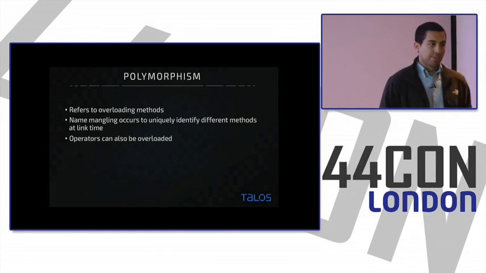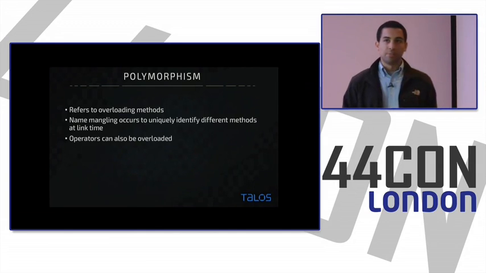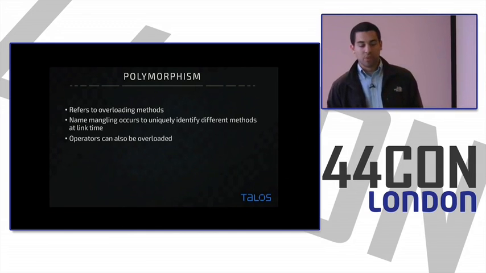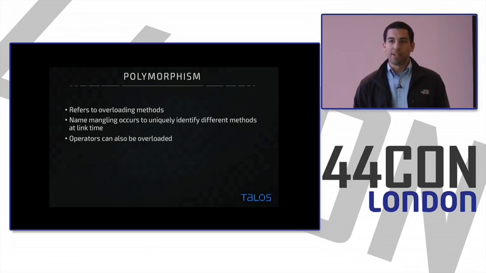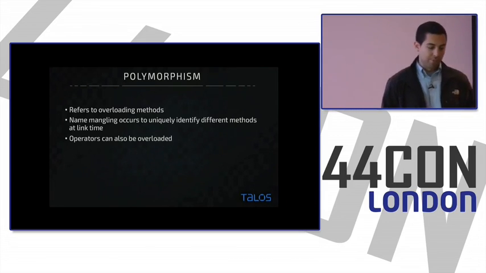The way that this happens in C++ is due to name mangling. We're able to take one function that's already defined and redefine it as another function that has maybe different arguments or a different number of arguments.